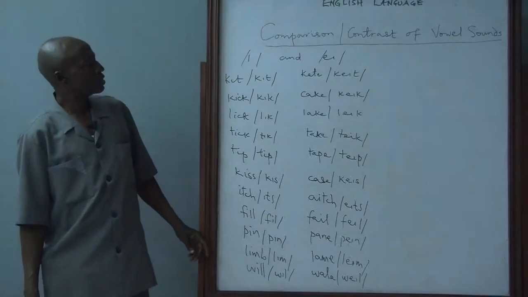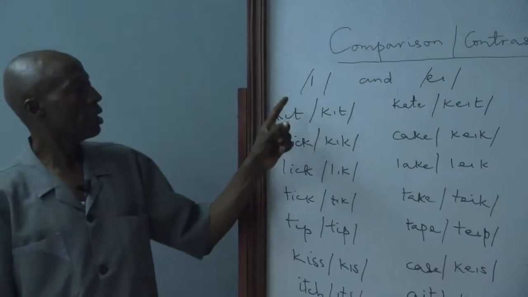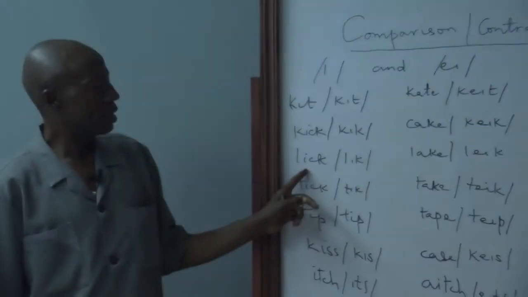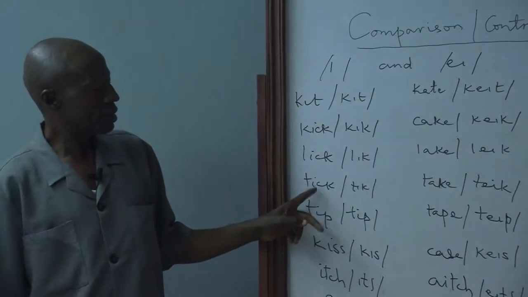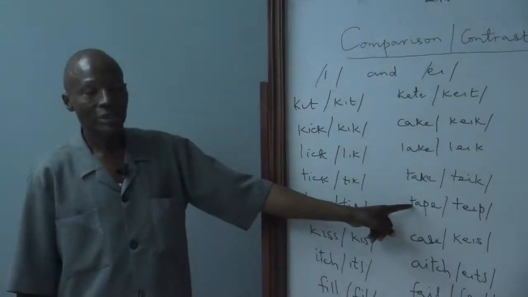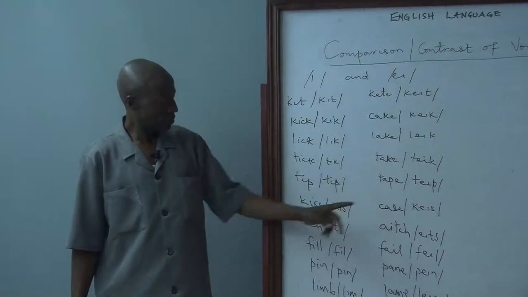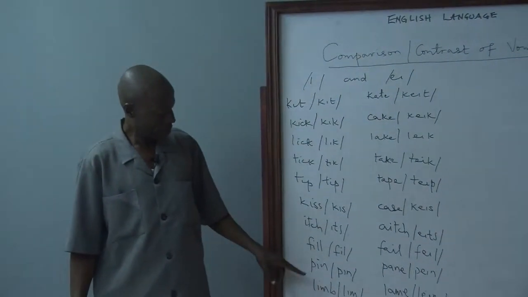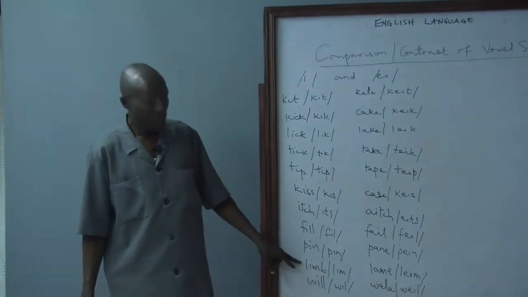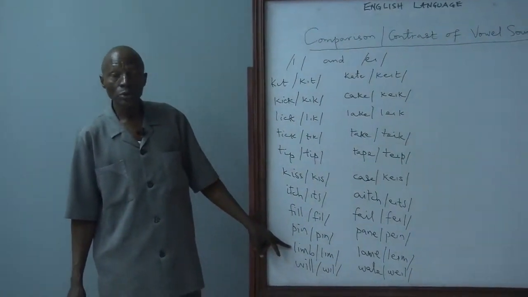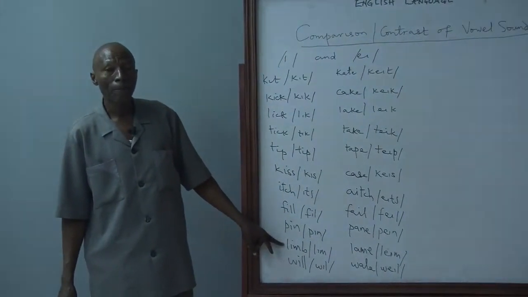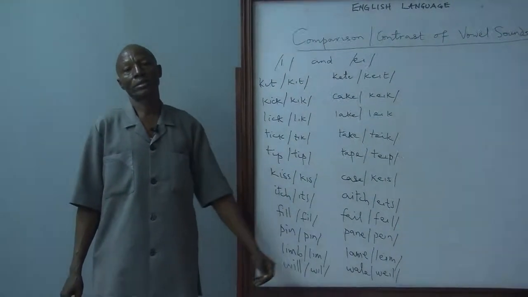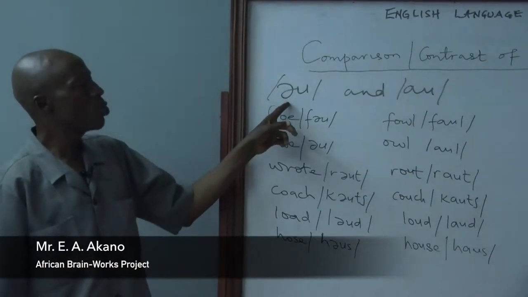Now our next vowels of comparison are e and a. We have kit, kate, kick, cake, lick, lake, tick, take, tip, tape, kiss, case, itch, age, fill, fail, pill, pain, limb. Remember I said, when you have L-I-M-B, you don't pronounce B. That's why you have limb. Then lame, will, whale.